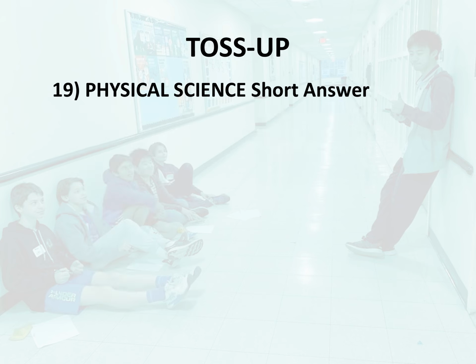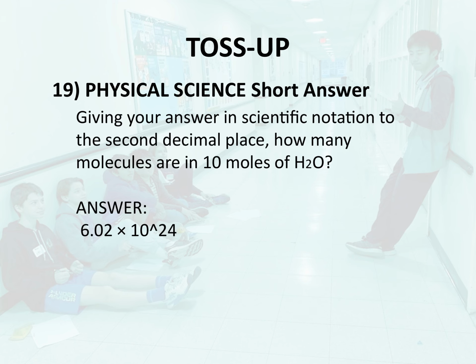Toss-up 19. Physical science. Short answer. Giving your answer in scientific notation to the second decimal place, how many molecules are in 10 moles of H2O? Answer: 6.02 times 10 to the power of 24.